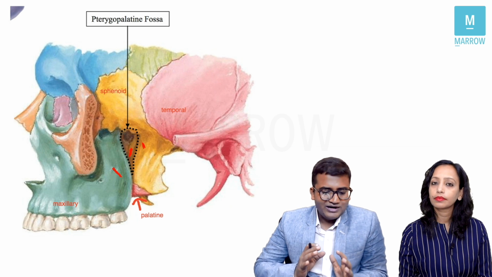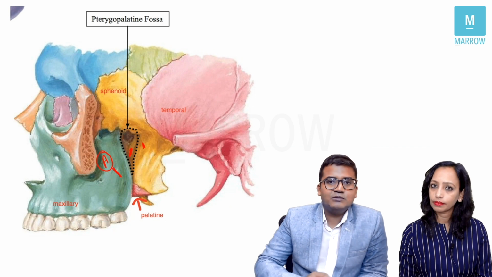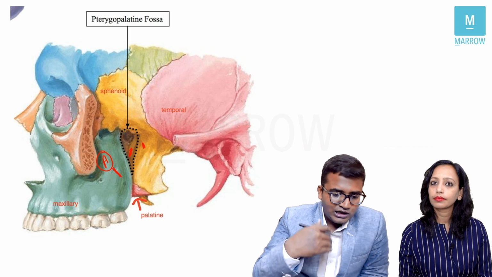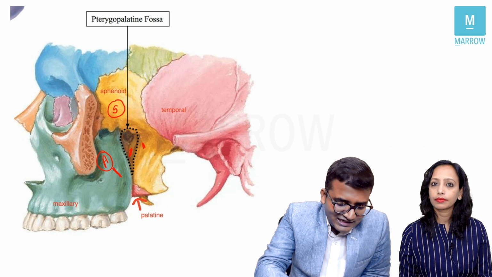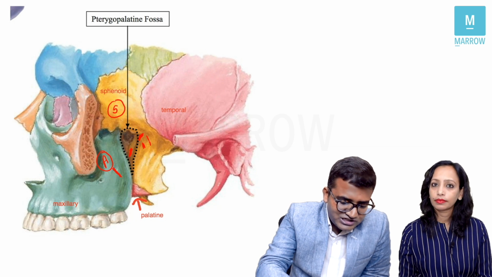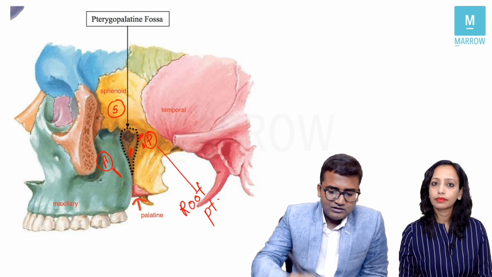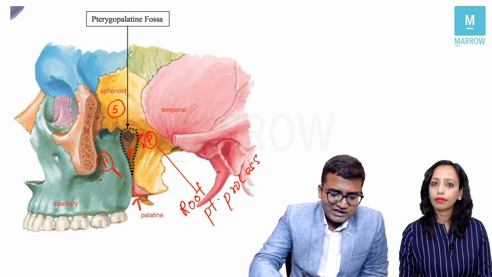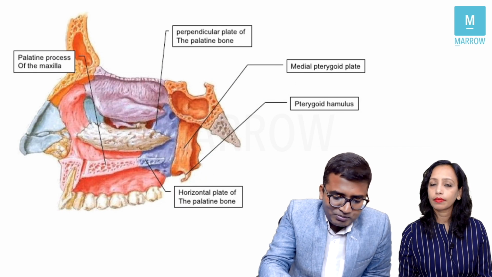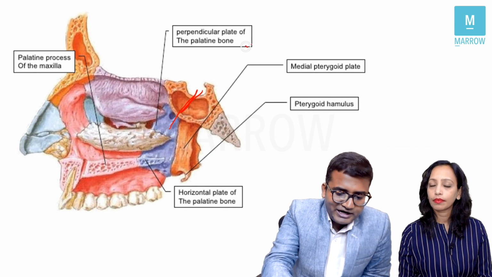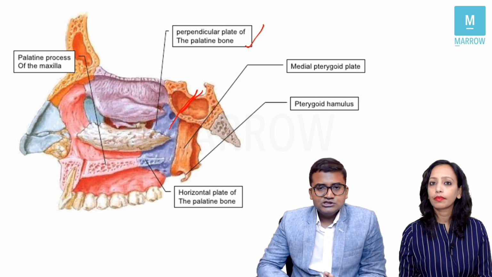Is that clear? Right. Now, what are the boundaries of the pterygopalatine fossa? Anteriorly, what you are seeing here is the maxilla bone, the posterior surface of maxilla. Superiorly, you are seeing the sphenoid bone. Behind, that is the posterior side, you are seeing the root of the pterygoid process. Now, what is on the medial side? Medially, we have the perpendicular plate of palatine bone, which forms the medial boundary of the sphenopalatine fossa. Is it clear? So now the boundary is over.